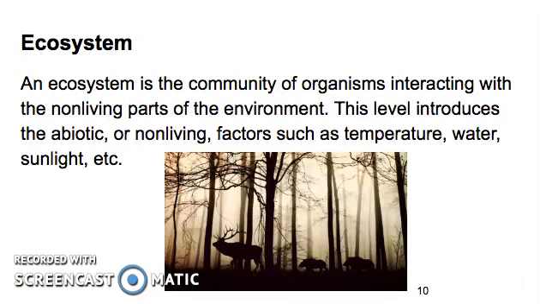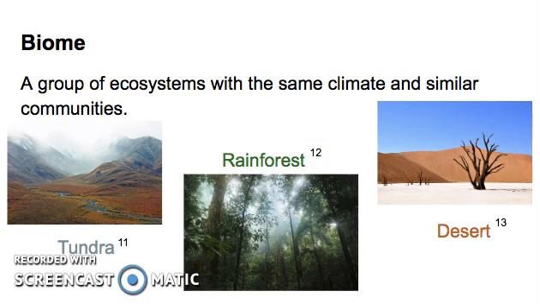The next level is an ecosystem, and this is all of the communities of organisms interacting with them, but it also includes the non-living or abiotic factors of the environment, things like temperature, water, sunlight, rocks, soil, etc. And then finally we build to biomes, and this is where we start to group the ecosystems that have the same climate and similar communities. For example, the tundra, the rainforest, the desert, there are marine biomes, and taiga, and grasslands, and all the different groups of ecosystems are considered biomes.